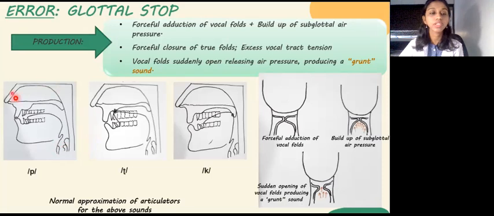Appreciate the difference between the typical production of plosive sounds p, t, and k and that of a glottal stop in a condition of cleft, where there is a buildup of air pressure here and a sudden release through the opening of the vocal folds, producing the grunt sound.